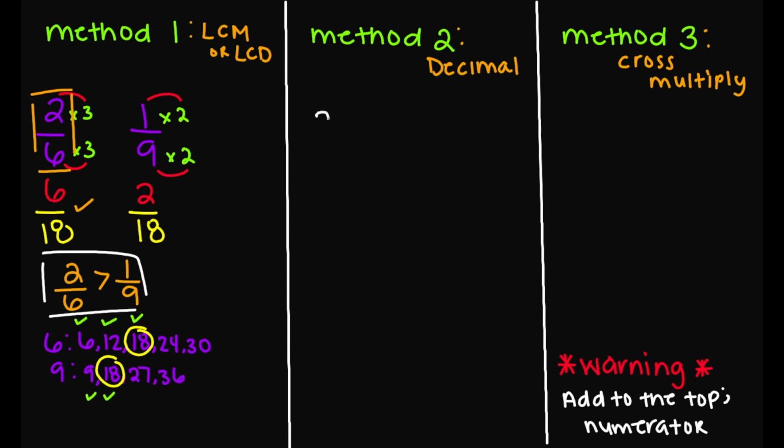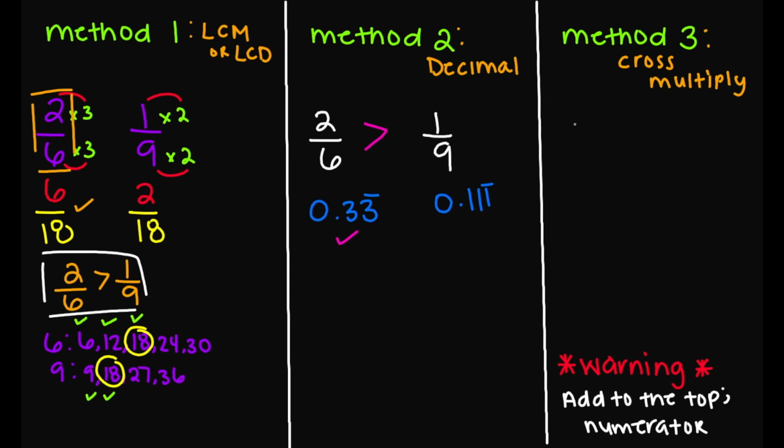So let's look at the second method, the decimal form. Number 9 is here. So 2 divided by 6, if I turn that into a decimal, you're going to get 0.33 repeating. And then if you turn your 1 over 9 into a decimal, you're going to get 0.111 with the 1 repeating. So if I compare these two decimals, then you're going to see that the 0.3 is greater than the 0.1. So again, we know that 2 over 6 is greater than 1 over 9.